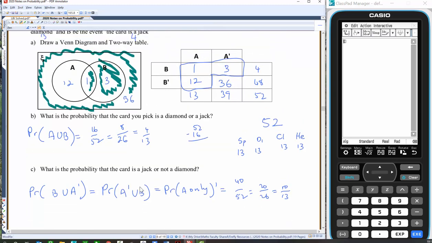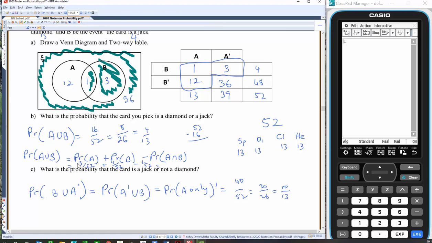All right, now how does the addition rule apply to this scenario here? So if we were doing this, what we're going to do now is use the addition rule to get these values. So the probability that you pick is a jack or a diamond. So probability of A union B is the same as the probability of A plus the probability of B, take away the probability of A intersect B. That's the addition rule. So what we're going to do is work out the probability of A, which is 13 out of 52, plus the probability of B, which is 4 out of 52. And from that, we're going to remove probability of A intersect B, which is 1 out of 52.